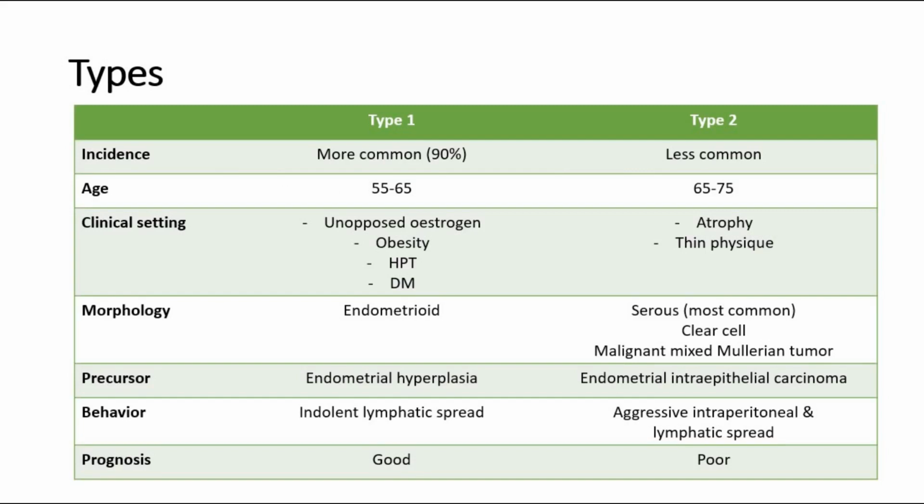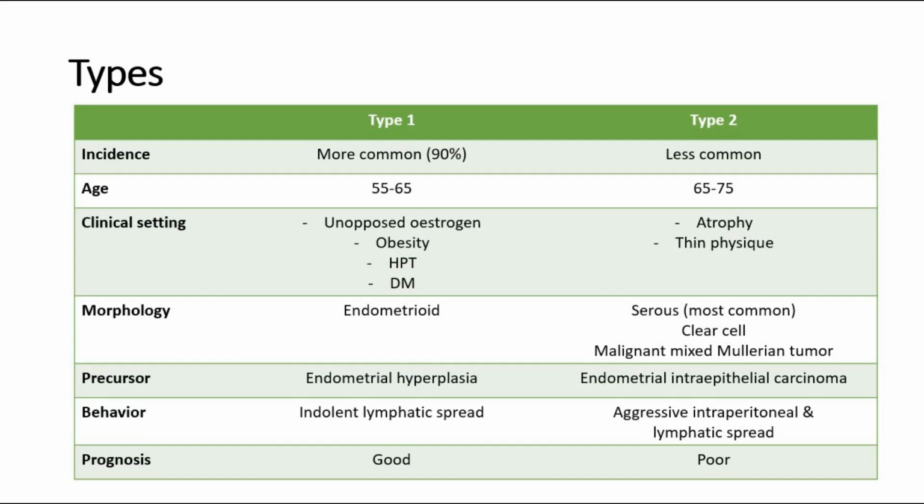There are two main types of endometrial cancer, which are type 1 and type 2. Type 1 is more common, where it consists of 90% of all the cases. And for type 1, the range of age is younger, which is 55 to 65 years old, whereas type 2 is more common in 65 to 75 years old.